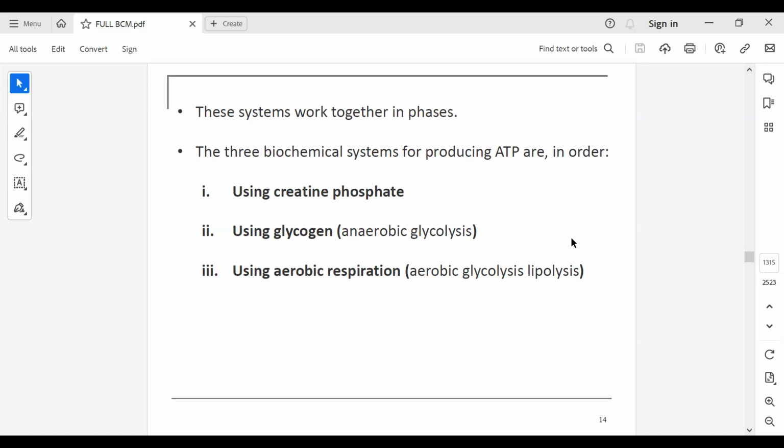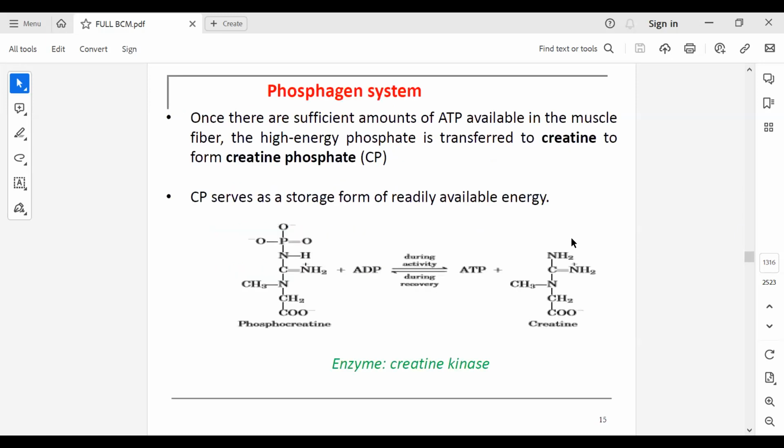So creatine phosphate is just simple. If you have the AMP or the diphosphate, you just take a phosphate from the creatine phosphate and make your ATP. Anaerobic glycolysis, we already know will produce 2 ATP. And aerobic respiration, we've seen will end up producing 34 ATPs in the end, net.